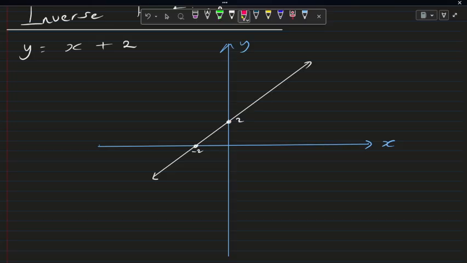Another line that we must be familiar with is the line that passes the origin of the Cartesian plane.